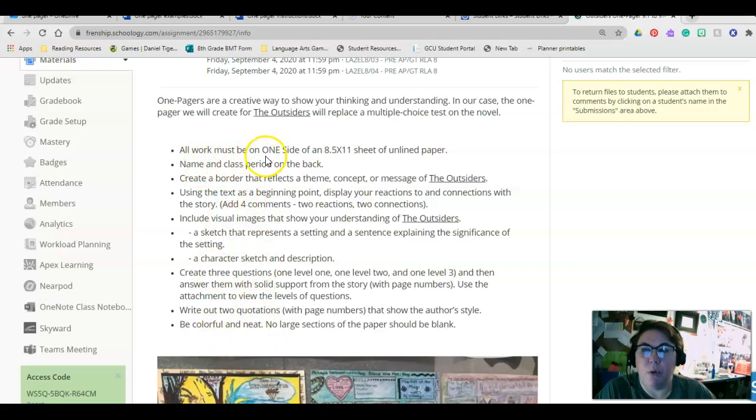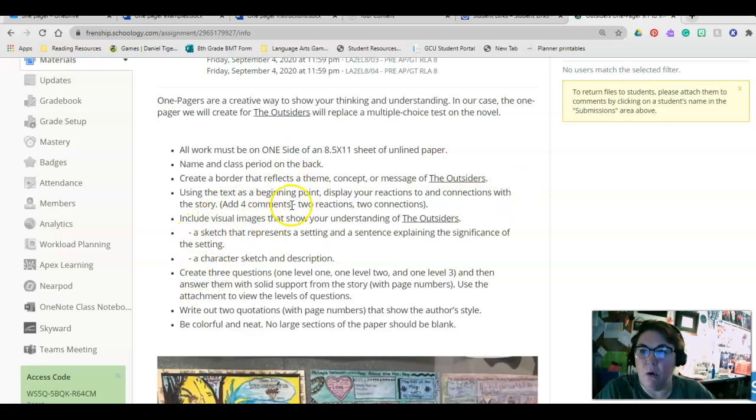Okay, you're going to do all your work on one side of an 8.5 by 11 sheet of unlined paper. You're going to put your name and class period on the back so I can turn it over, and that's going to be the only thing on the whole back. You're going to create a border that reflects a theme, concept, or message in the Outsiders. You're going to use the text as a beginning point and display your reactions to and connections with the story.